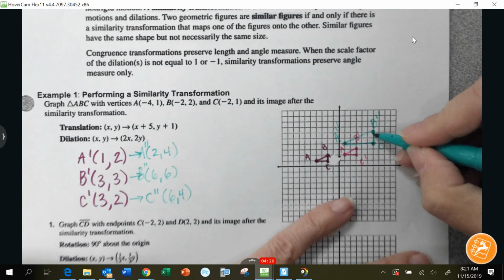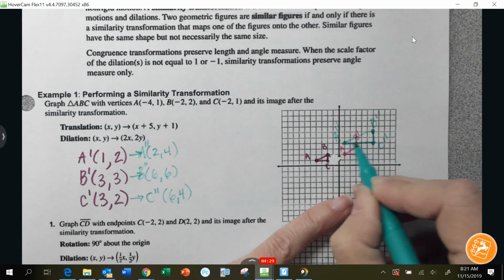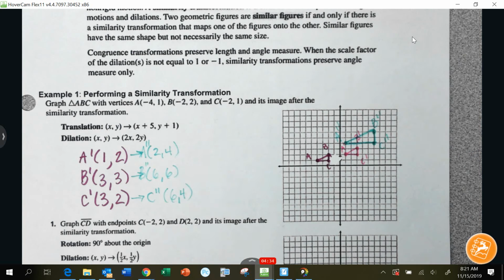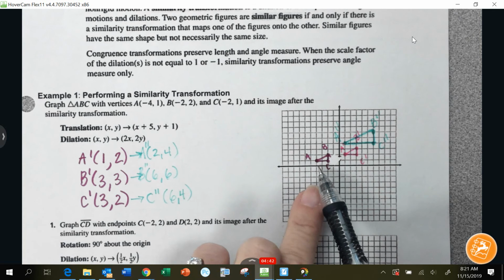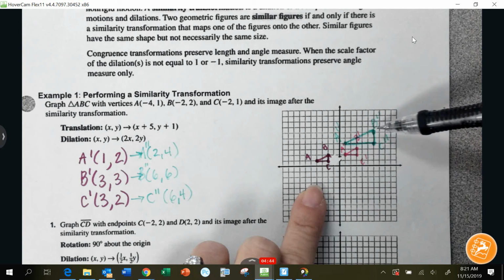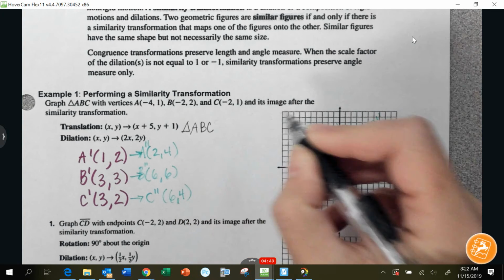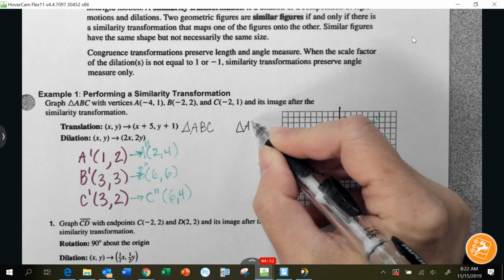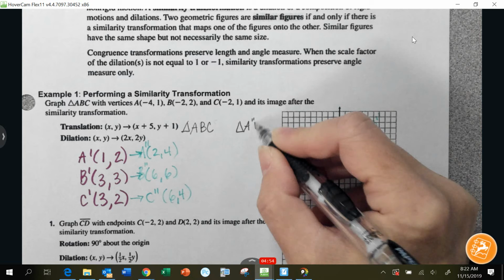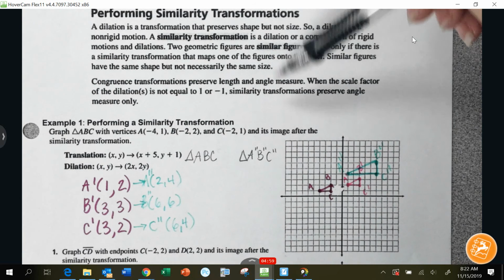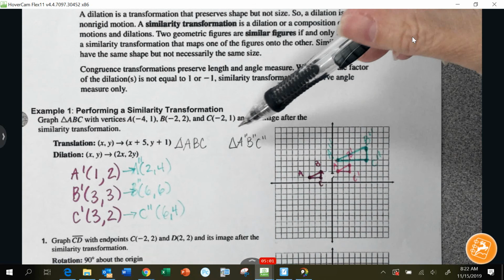Okay. I'm also going to introduce a symbol to you that is not introduced here, but I don't see why you can't start seeing it and understand what it means. If I wanted to compare triangle ABC with triangle A double prime, B double prime, C double prime, according to what we just read up here, what can you tell me about these two triangles?